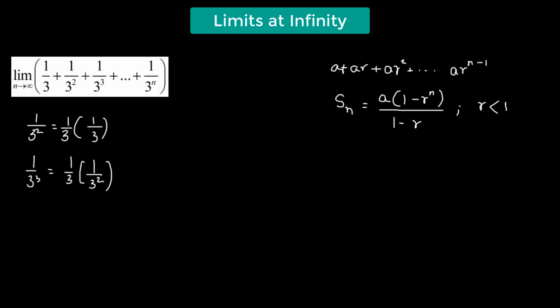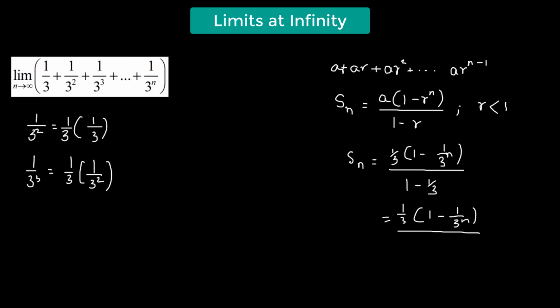So clearly in our given series, our first term is 1 over 3. So we have 1 over 3 times 1 minus 1 over 3 raised to the power of n, divided by 1 minus 1 over 3, which is 2/3. So 1/3 divided by 2/3 is half. So we have half multiplied by 1 minus 1 over 3 raised to the power of n. So this is the value of s of n.